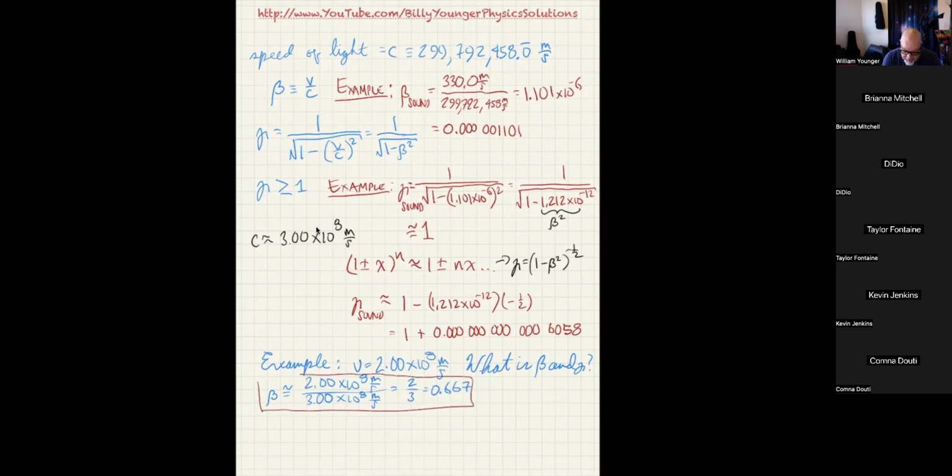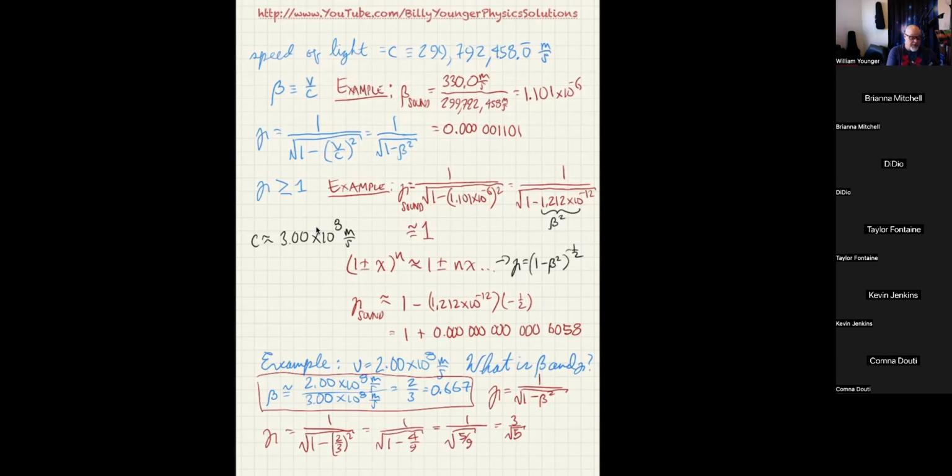Now, what is in fact gamma? Well, in this case, gamma is equal to 1 over the square root of 1 minus beta squared. So gamma in this case is going to be equal to 1 over the square root of 1 minus 2/3 squared, which equals 1 over the square root of 1 minus 4/9. Notice 1 is 9/9, so 9/9 minus 4/9 is 5/9. So we get 1 over the square root of 5/9, which actually equals 3 over the square root of 5. And you can tell since 2 squared is 4 and 3 squared is 9, clearly square root of 5 is smaller than 3. So we can tell already that that is in fact greater than 1.